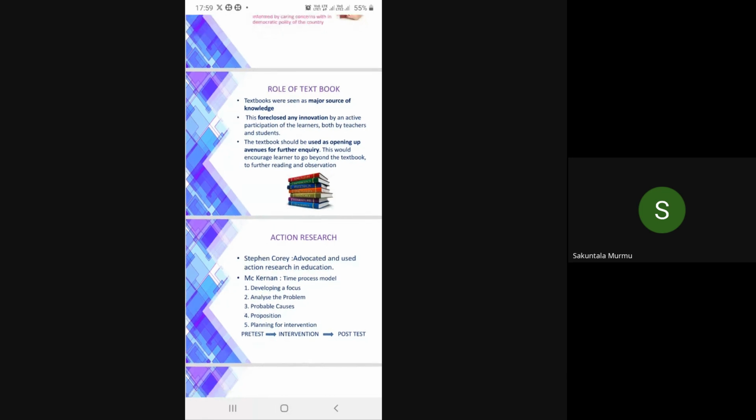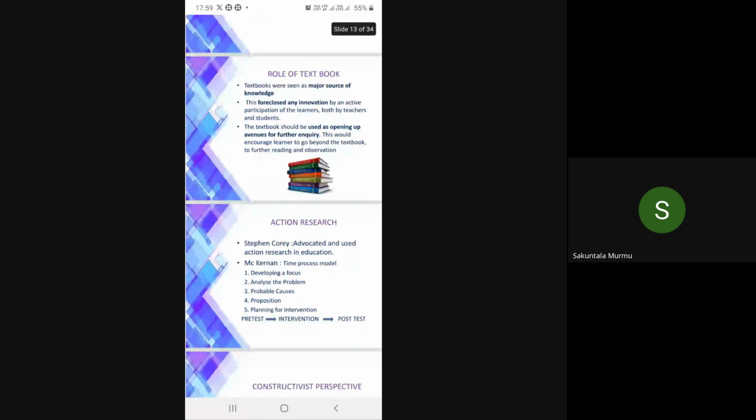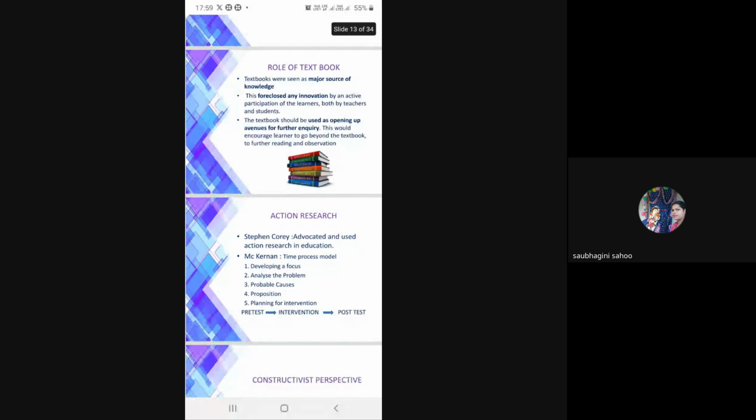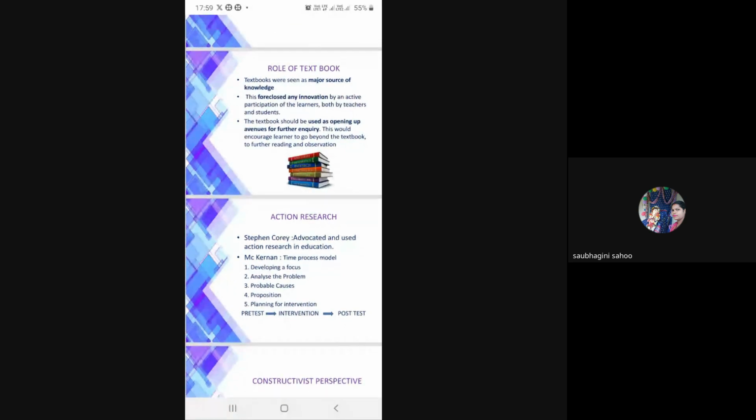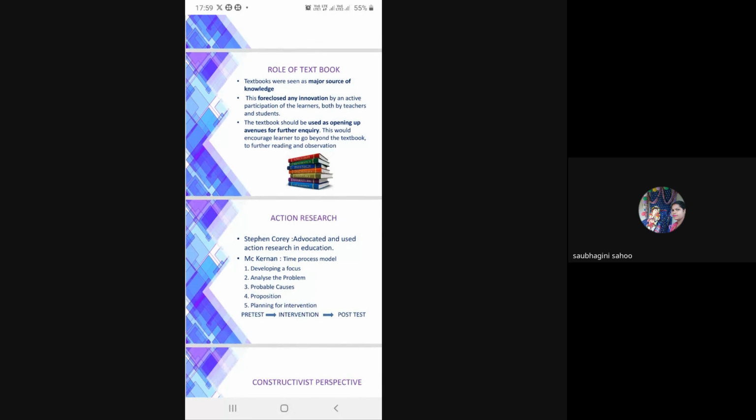We have already said that action research is to solve a classroom problem. Okay. Yes, ma'am. So first is the identification of a problem. Then, if we identify the problem, we will go for analyzing the problem. Why the problem has arisen, what are the main causes of the problem. Okay, we will analyze and find out the probable cause. Why it is there, we will find out the cause.